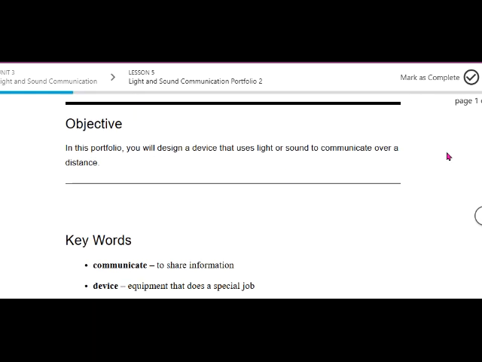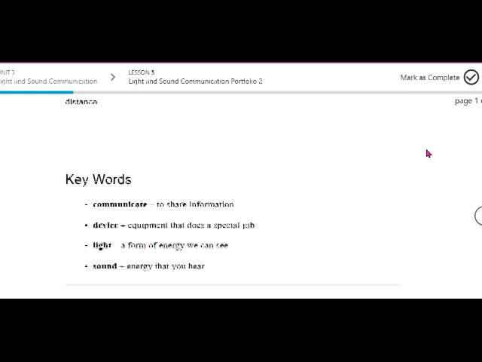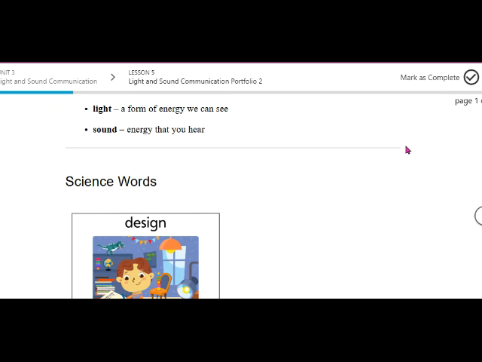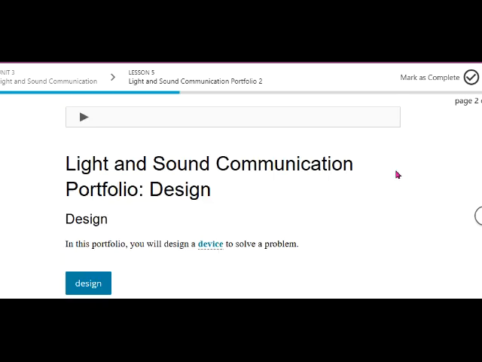Here's our objective. In this portfolio, you will design a device that uses light or sound to communicate over a distance. Here are those keywords again. Communicate means to share information. A device is equipment that does a special job. Light is a form of energy we can see, and sound is energy that you hear.